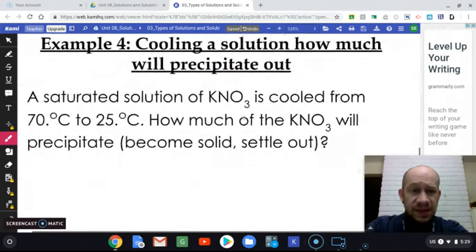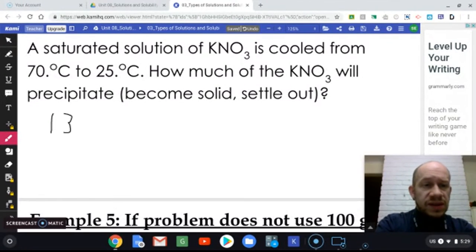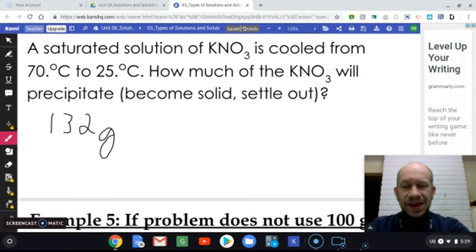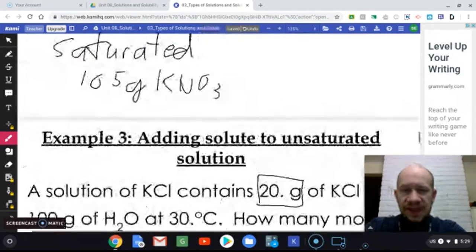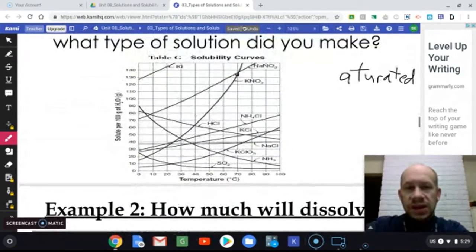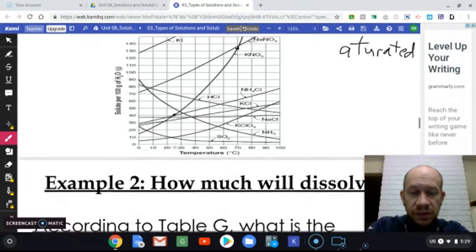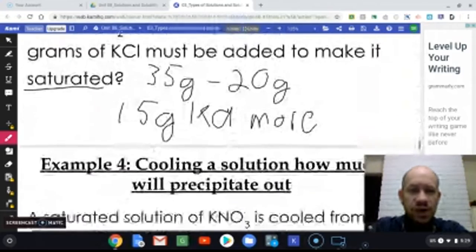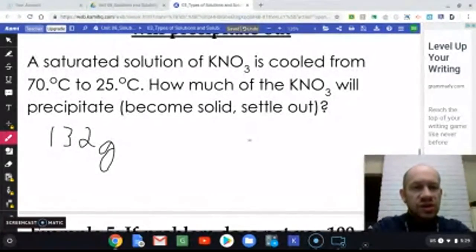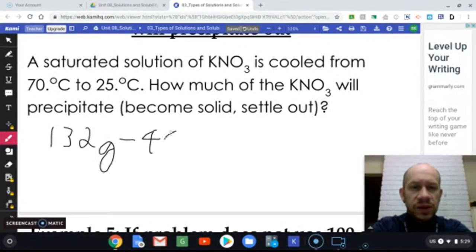So at 70 degrees, I have 132 grams. If I cool that solution, I can't hold as much because as I decrease my temperature, my solubility goes down. So I'm going to cool it all the way down to 25 degrees Celsius. That's about here. So at about 25 degrees Celsius, I now can hold about 40 grams. So how much will come out? If I started with 132 and now I can only hold 40, so 132 minus 40.